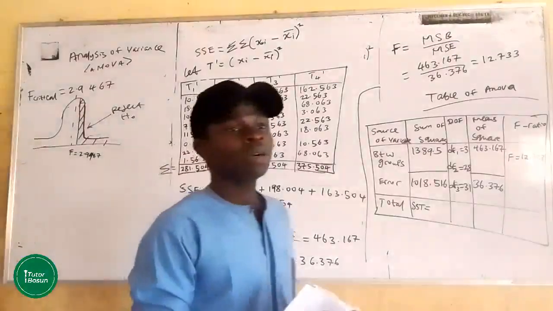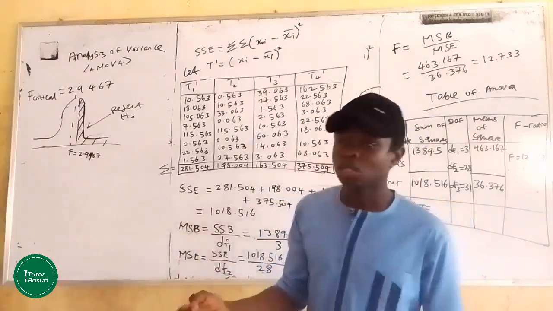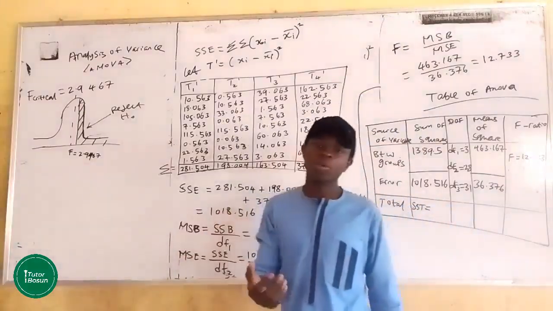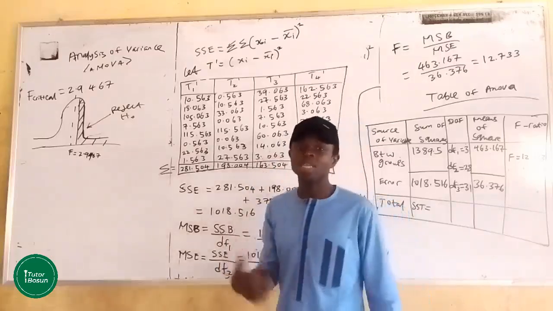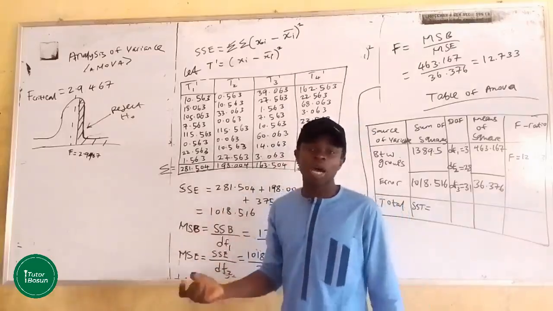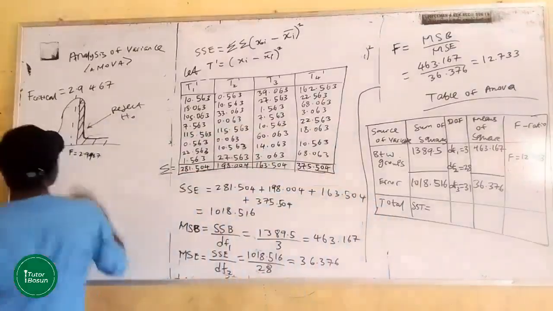So the first thing you need to do when you start the question is to define your H0 and H1. I don't think we remembered to define our H0 and H1. So please, when you want to solve your problem, the first thing you need to do is to define your H0 and H1. In this case, your H0 should be that the means are equal, and your H1 should be that the means are unequal.